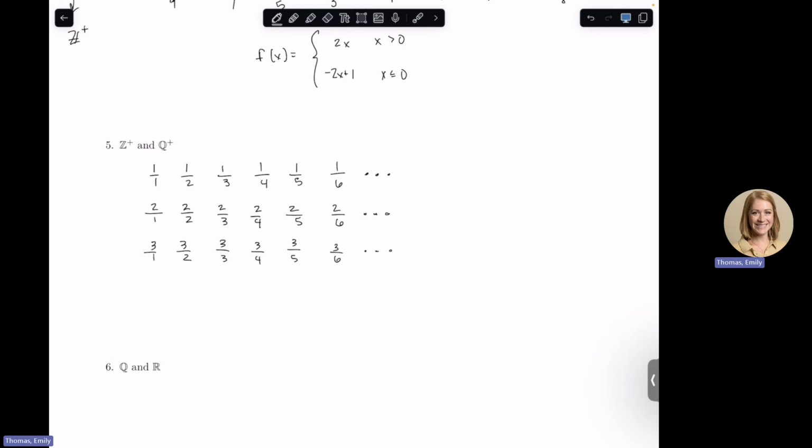This could go on forever that way. 4 over 1, 4 over 2, 4 over 3, 4 over 4. All right, and then this could keep going down this way too. And the fact that I could, in theory, if I had enough time and no life, write this whole list, and that would be all the positive rationals, and that means it's countable.